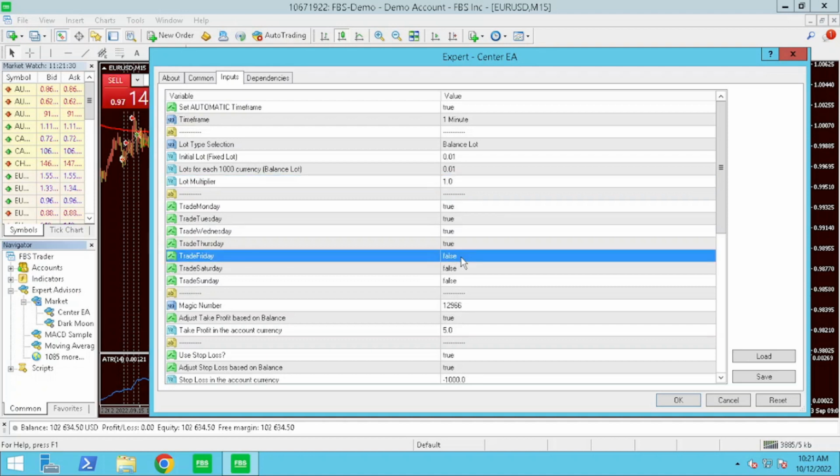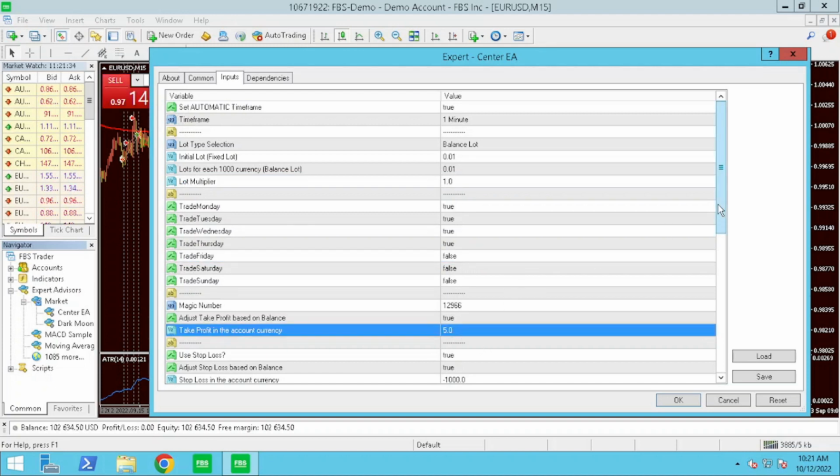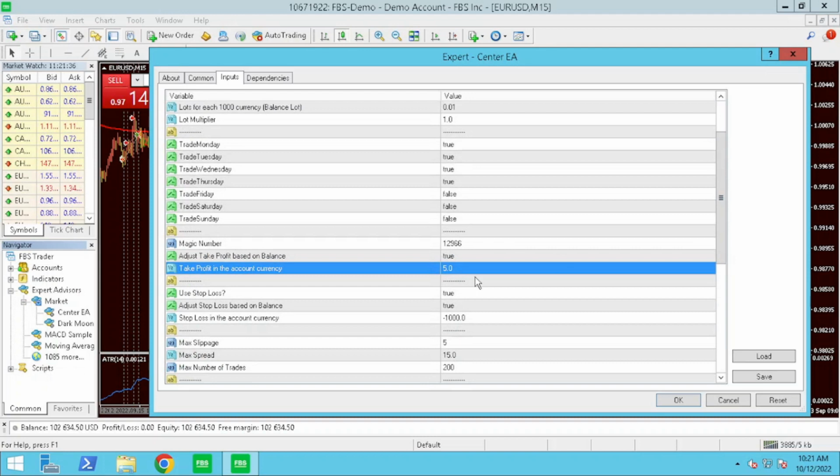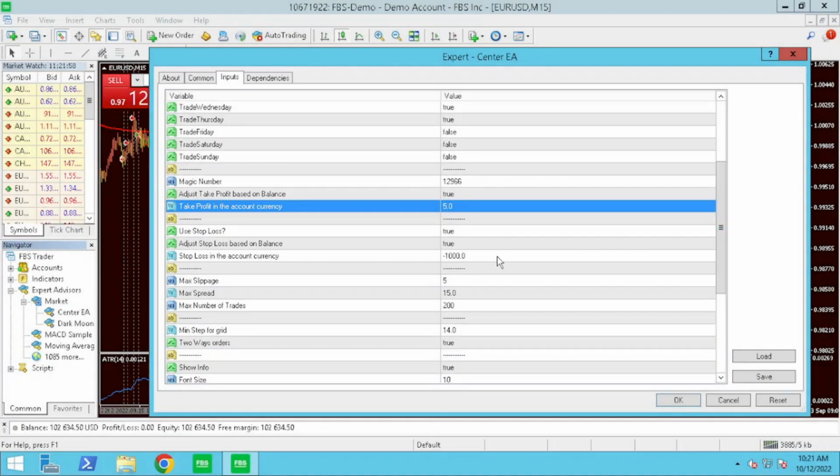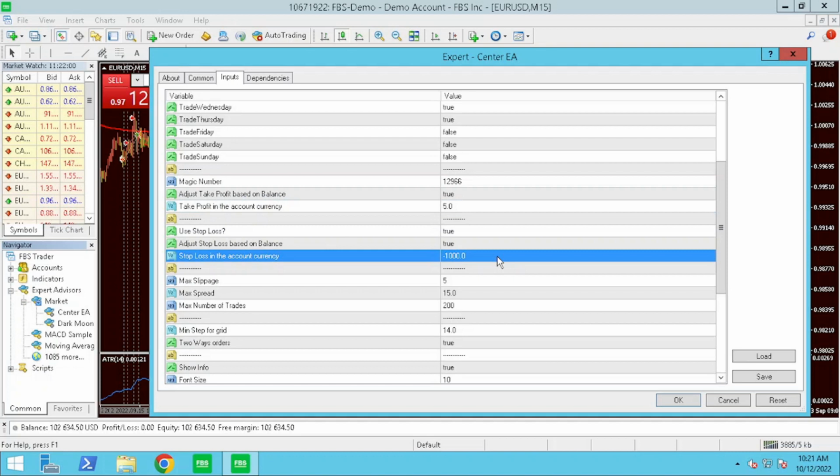The take profit is still at 5, which will automatically adjust for the account balance. I have also updated the stop loss according to the new lot size that is being calculated by the expert advisor. Another major change I've made is the news filter strategy.